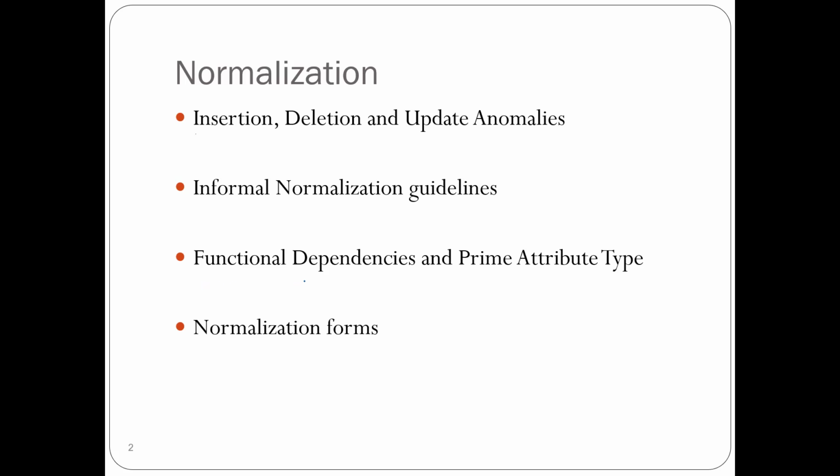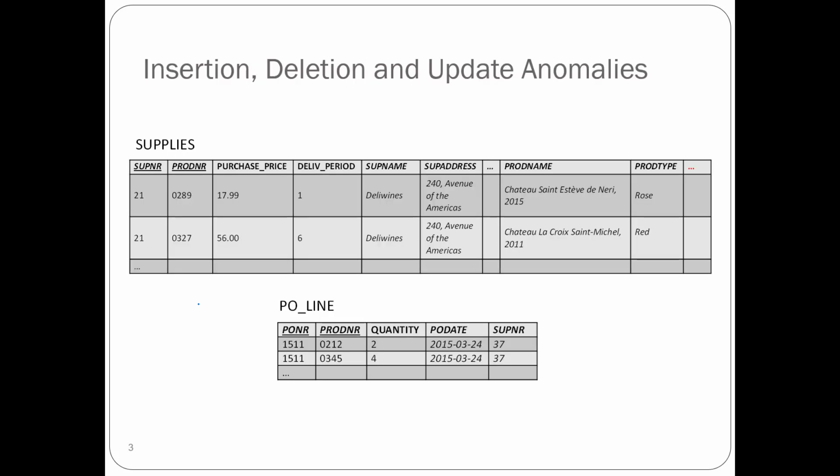After introducing functional dependencies, we'll look at the definition of prime attribute type. And then, after understanding functional dependencies and the concept of prime attribute types, we will discuss normal forms in a more formal way. So let's get started.